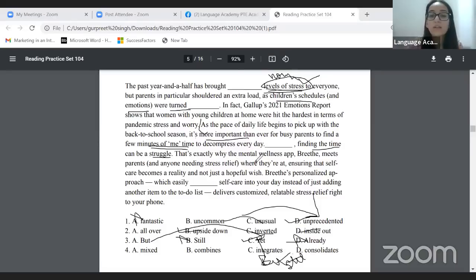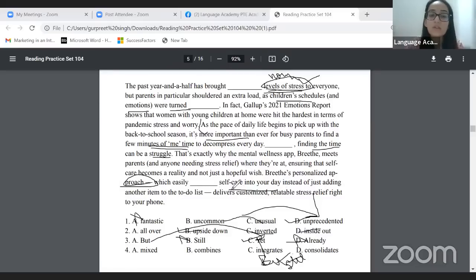That's exactly why the mental wellness app Breathe meets parents where they are at, ensuring that self-care becomes a reality and not just a hopeful wish. Breathe's personalized approach, which easily dash self-care into your day instead of just adding another item to the to-do list, delivers right to your phone. Okay. So our noun is singular, Breathe's personalized approach, which dash self-care into your day.